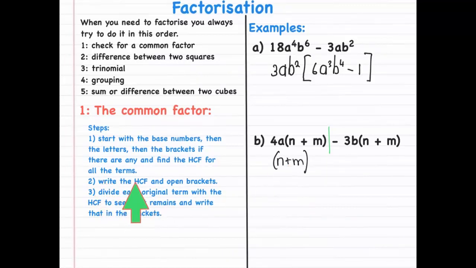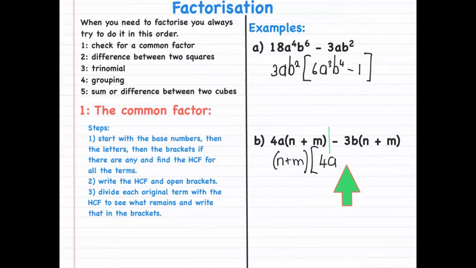And step 2 says write the highest common factor and open up brackets. So after this one, I'm going to open up brackets. There we go. Then we take the original term and divide it with the HCF. So that's the original one divided with this. Now if I take 4a and then the brackets n plus m, and I divide it by the bracket n plus m, only the 4a will remain, right? Because if we take that and we divide it with this, the brackets will cancel and we only have 4a left. So there we go, 4a.